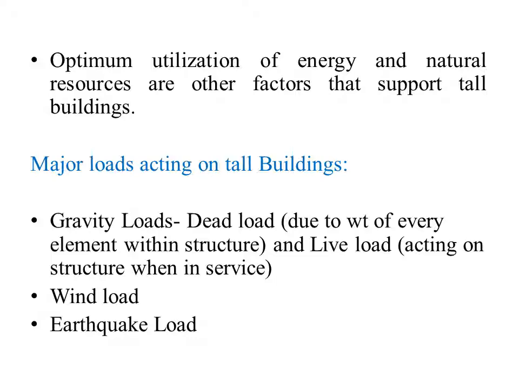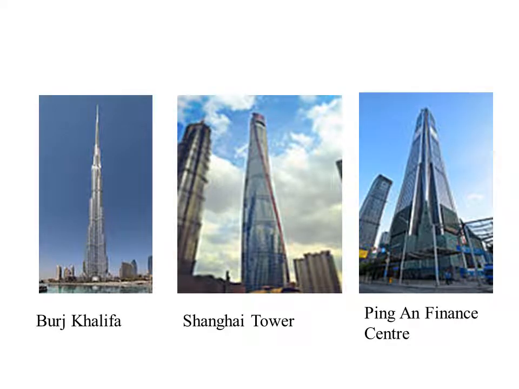The major loads acting on tall buildings, the first one being gravity loads. Gravity loads include dead load and live load. Dead load is due to the weight of every element within the structure, while live load is due to the load acting on the structure when in service. Second is the wind load, and the third one is the earthquake load. These are some of the pictures of tall buildings in the world.